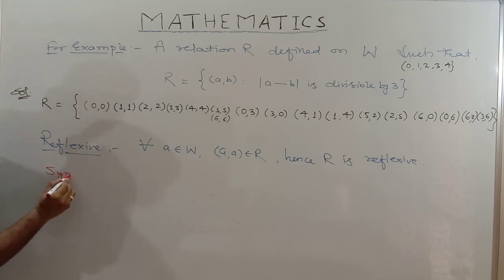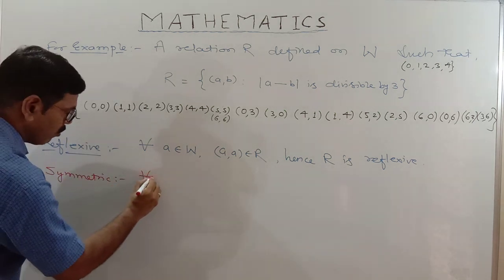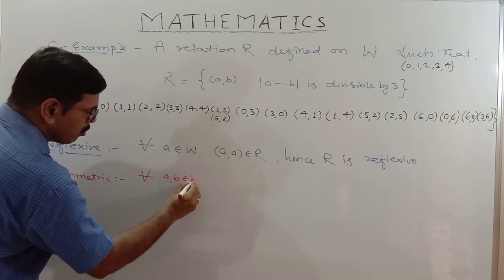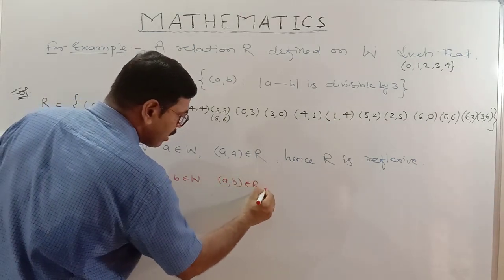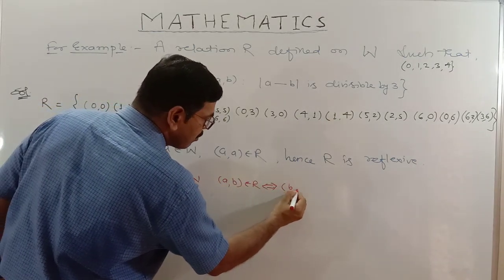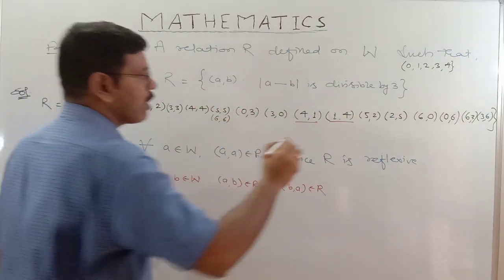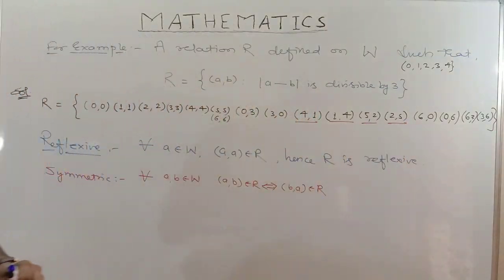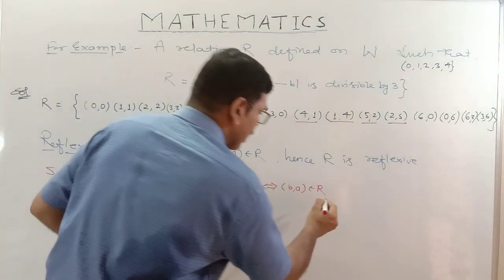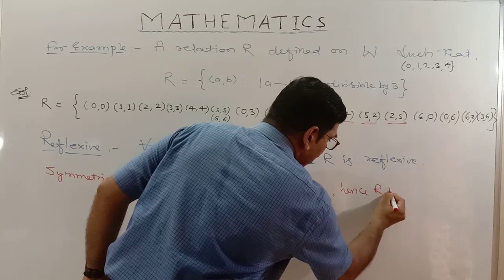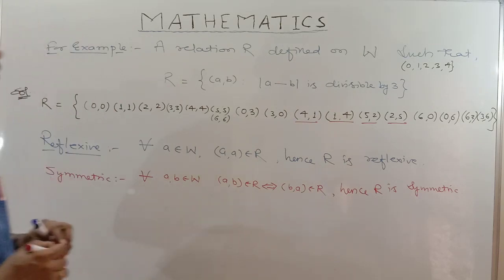Symmetric. For all A, B belongs to W, if (A, B) belongs to R, then it implies that (B, A) belongs to R. Hence, (4, 1) belongs to R, then (1, 4) belongs to R. (5, 2) belongs to R, then (2, 5) belongs to R, because that is modulus of A minus B. So yes, hence R is symmetric.